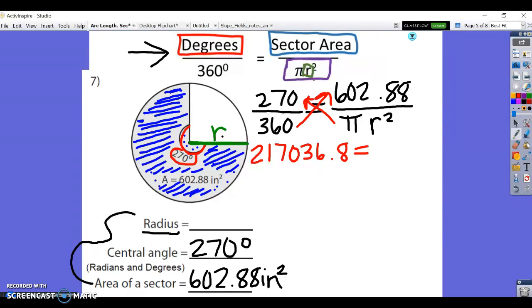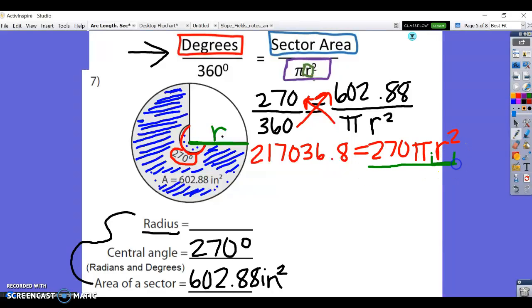Keep that in mind. I'm going to do 270 pi r squared. I'm multiplying all of these things together. Does it look weird? Yes. Is it going to kill us? Absolutely not. It'll be okay. So I am trying to get r squared by itself.